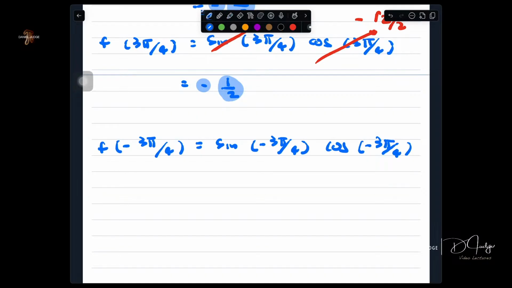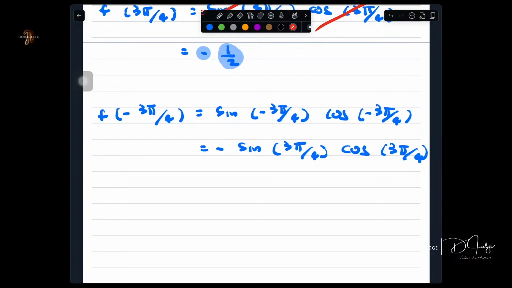Again, properties of even and odd. This will give us a negative sine of a positive 3 pi over 4, cosine of positive 3 pi over 4. So this will be here. Sine, let's think about that. Sine in quadrant 2, all students. Oh, that's positive, square root of 2 over 2. Cosine is negative, square root of 2 over 2. So this would be a negative times a negative gives us a nice positive.